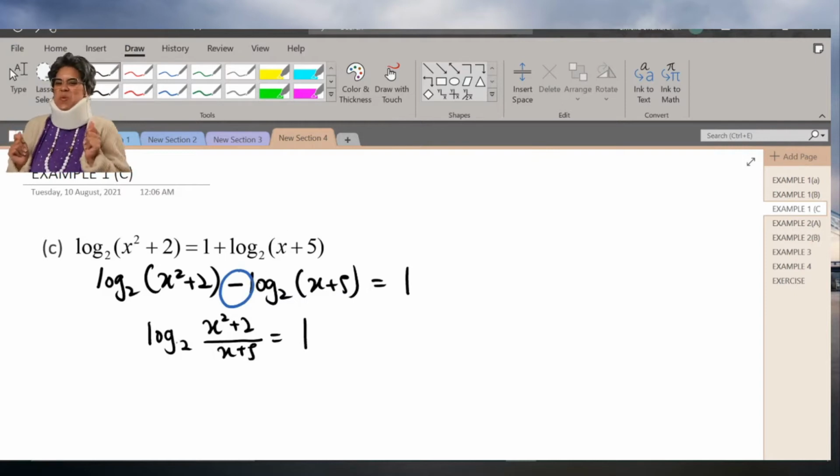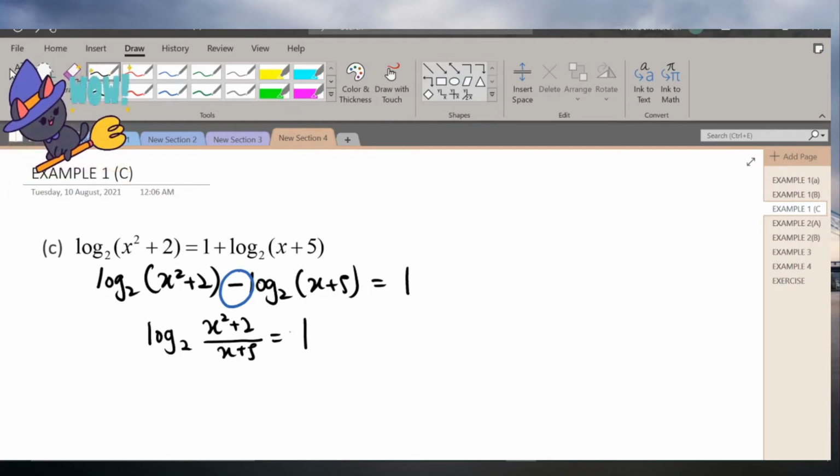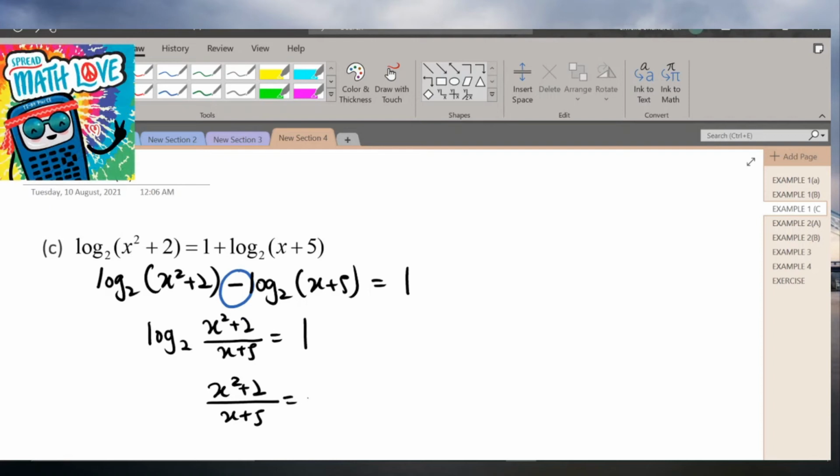And again, you notice that there is only a log term on the left hand side. There's none on the right hand side. So we can just get rid of the log term. So this will be (x squared plus 2) over (x plus 5) equals 2.